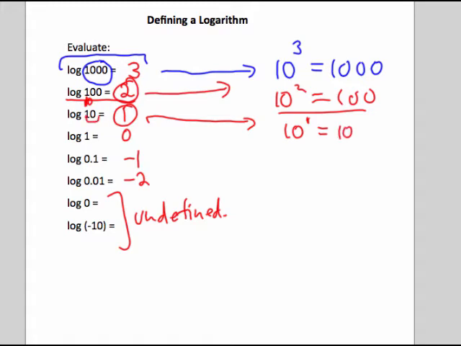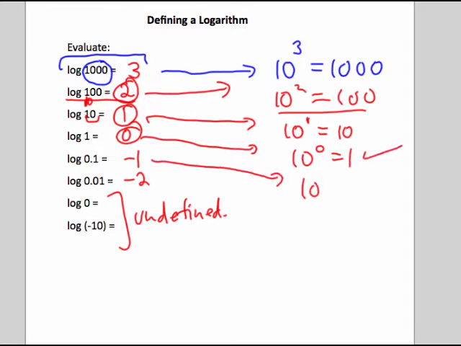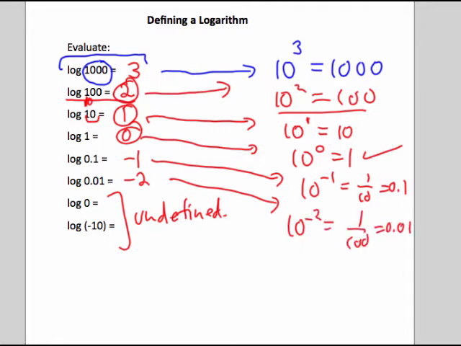Okay, so 10 to the first is 10. Base of 10 to the exponent 0 is 1. Yes, that's true. 10 to the negative 1 is 1/10, which as a decimal is that. 10 to the negative 2. Alright, so a log is a different way to write an exponent.